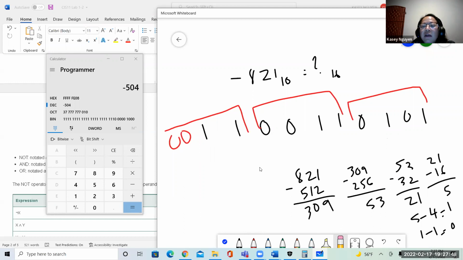Okay, so we use the scale to find our binary by doing subtraction, or you can do the division method. And then after that, the next step is to chunk it into 4 bits each, and each of the 4 bits represent 1 hex value.